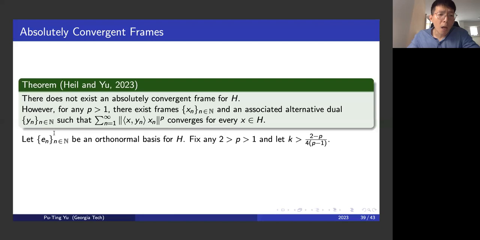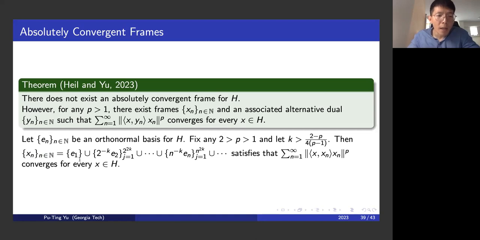Once again, let me use e_n to denote an orthonormal basis for H. Then let me just focus on the case p is between 1 and 2. So we choose k to be a number which is greater than (2 minus p) over 4 times (p minus 1). Then we can construct the frame by duplicating e_1 just once, duplicating e_2 2^k times, and so on, duplicating e_n n^(2k) times with coefficient n^(-k).